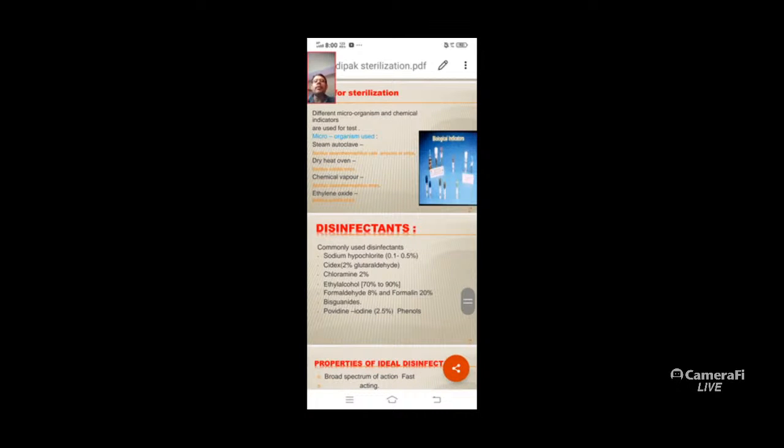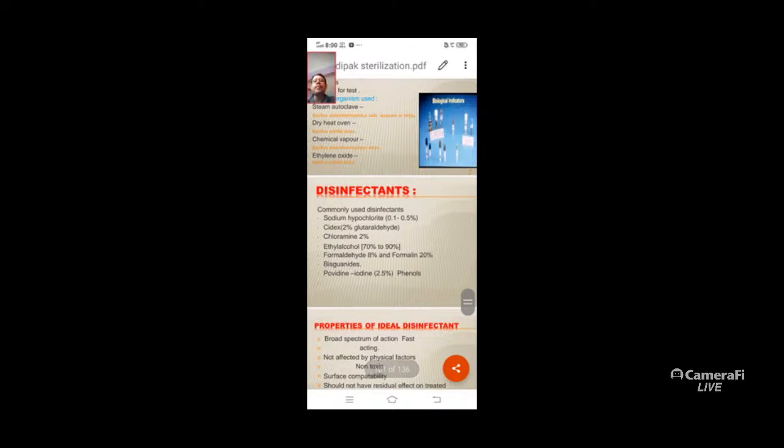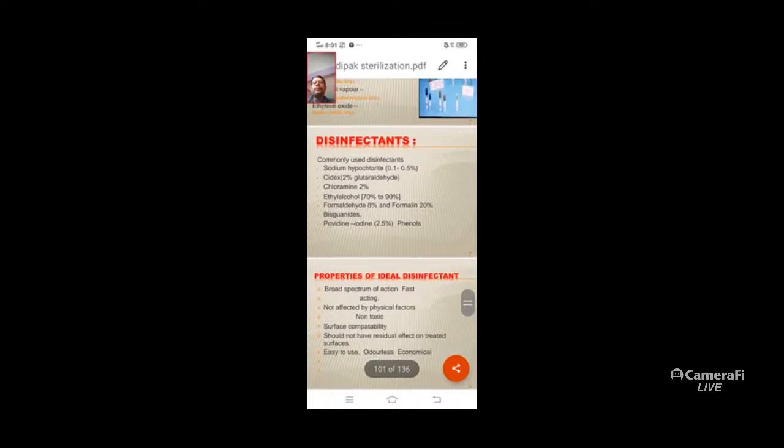Number one, microorganisms. In the case of a steam autoclave, a biological indicator is used, be careful, listen, this is an important parameter. For the steam autoclave, Bacillus stearothermophilus, in vials or ampoules, is used as the biological indicator. For the dry heat oven, Bacillus subtilis, and for gaseous sterilization or radiation, Bacillus pumilus. For chemical vapor, Bacillus stearothermophilus, and in the case of ethylene oxide, Bacillus subtilis.